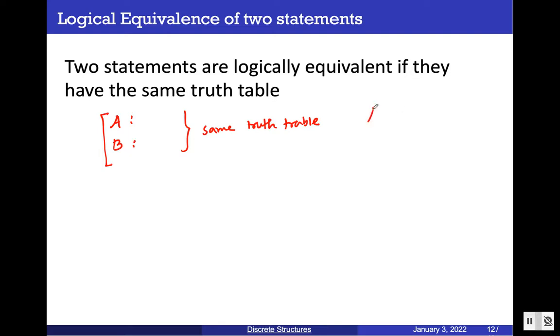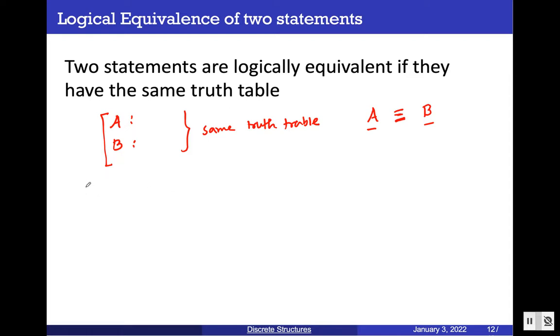And if they are logically equivalent, in that case we use this symbol to say that these two statements are logically equivalent. It means that no matter what the format of the statement is, at the end they both are going to generate the same truth table. So let's see just one very simple example.